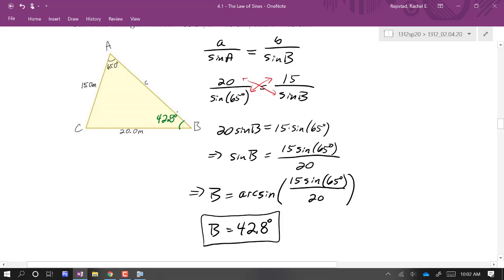So, what's the next thing I'm able to find right now? Angle C, right? I know two angles, and all three have to add up to 180. So note that I'm using the fact that the angles add up to 180 to solve for an angle, so I can't really use that as a check anymore, but I'm going to make sure that the side lengths sort of correspond with the angle measures.